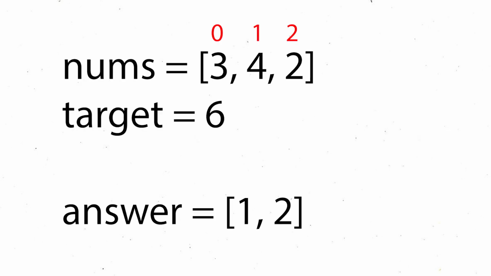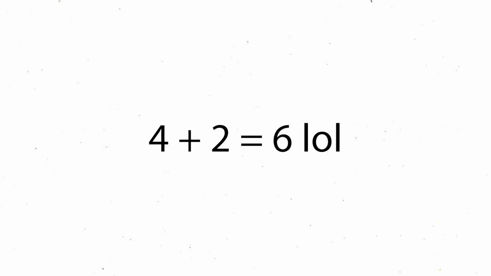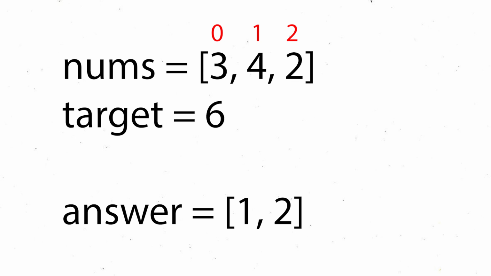Just so we're comfortable, let's look at one more example. If we're given the array with the values 3, 4, 2, and the target is 6, we need to find two values that add to 6. So that's 4 and 2. 4 plus 2 is 6. And those values are at indices 1 and 2. So we return the indices 1 and 2.